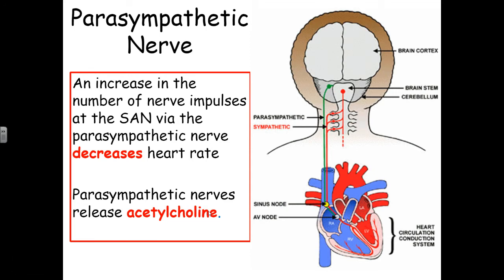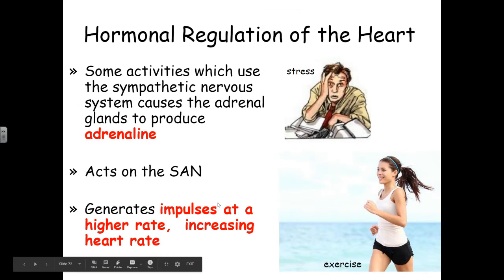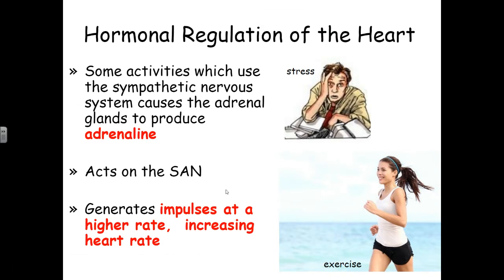If more sympathetic nerve impulses are being received by the heart, telling it to produce noradrenaline, than there are parasympathetic nerve impulses to release acetylcholine, then the heart will go faster. If there's more parasympathetic acetylcholine than there is sympathetic noradrenaline, then the heart rate will decrease. So both are firing at the same time. It's which one has the stronger signal at any one time. Some activities will use the sympathetic nervous system and will cause the adrenal gland to produce adrenaline.